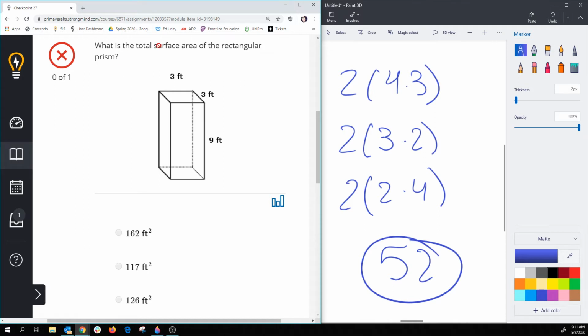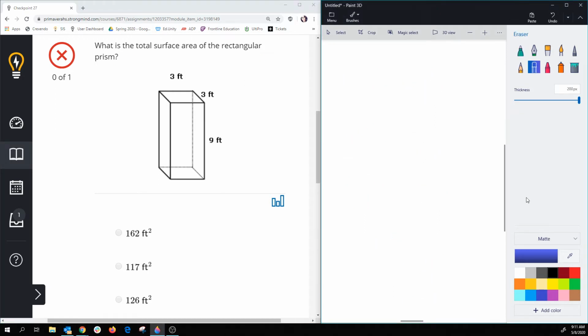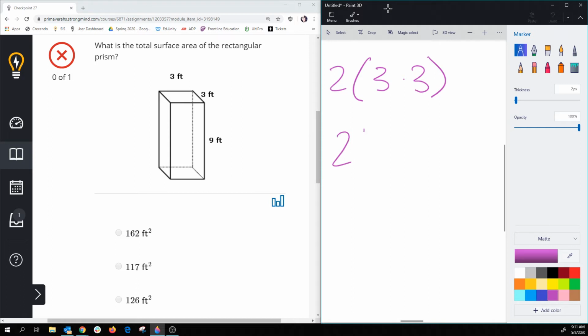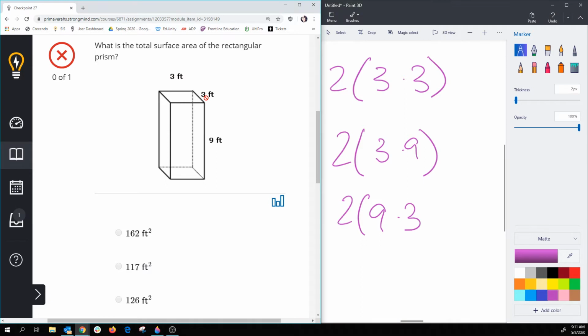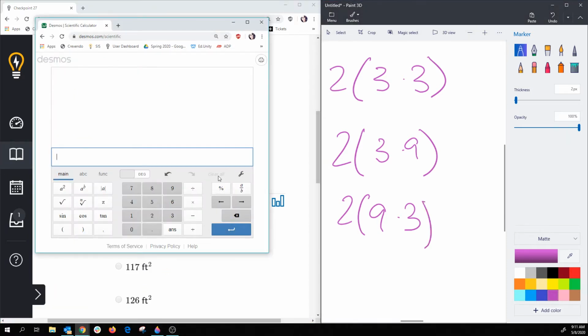We have another prism and we want to know what is the total surface area. So again, let's take 2 and multiply it by all of our sides. So 2 times 3 times 3, 2 times 3 times 9, and 2 times 9 times 3. And to give you an idea of what I'm doing here, I'm kind of going down the line. So I'm doing 3 times 3, and then 3 times 9, and then 9 times 3. I go all the way back to the top to make sure that I'm covering all my surfaces.